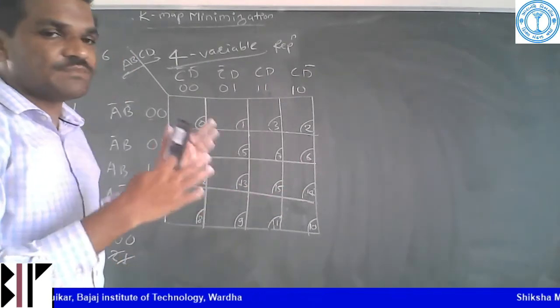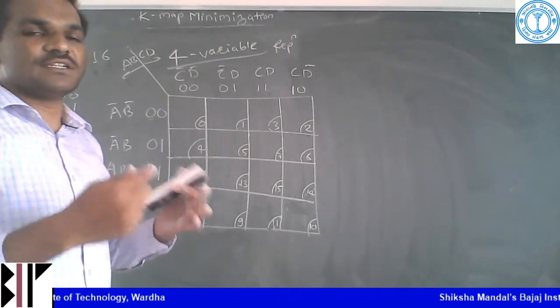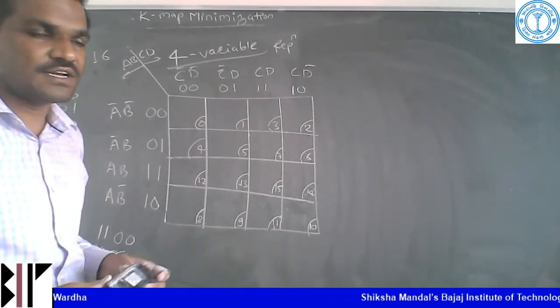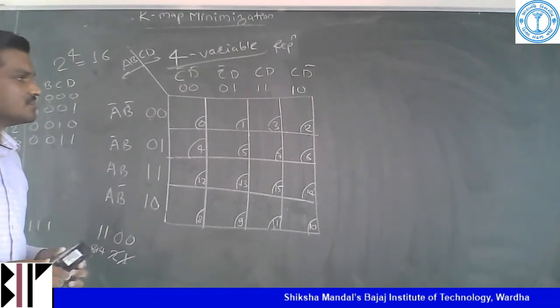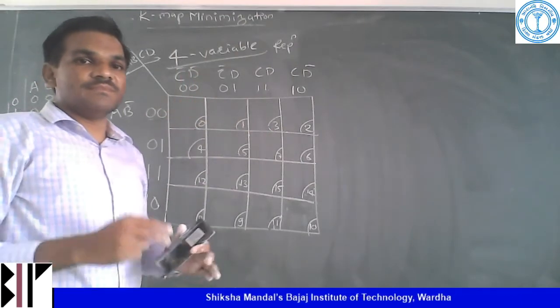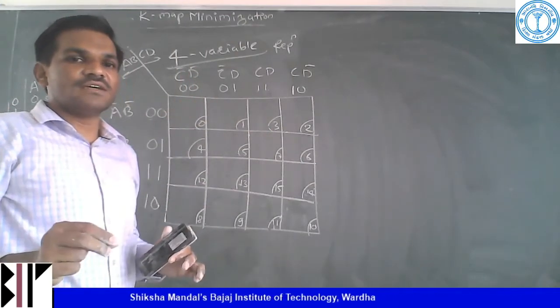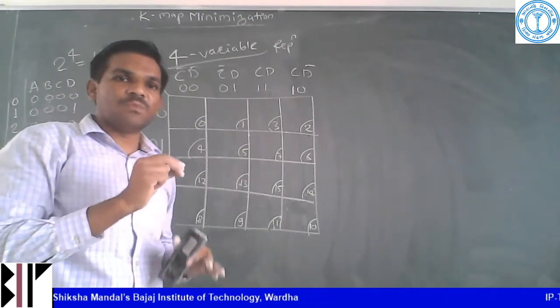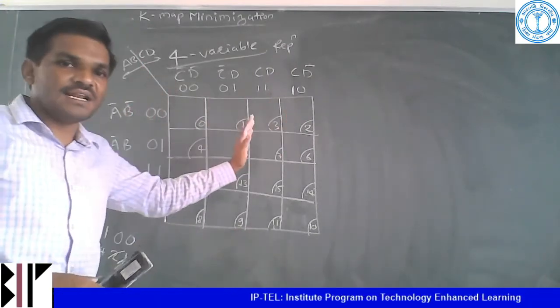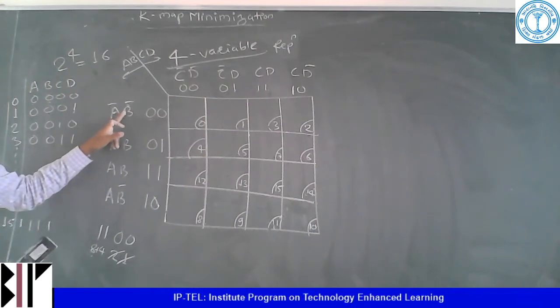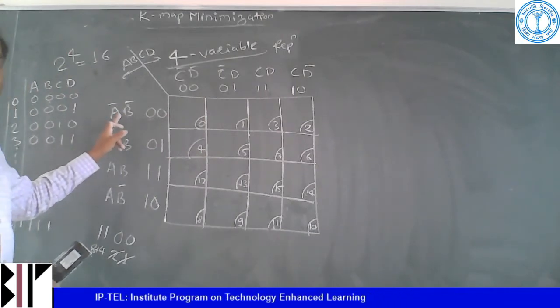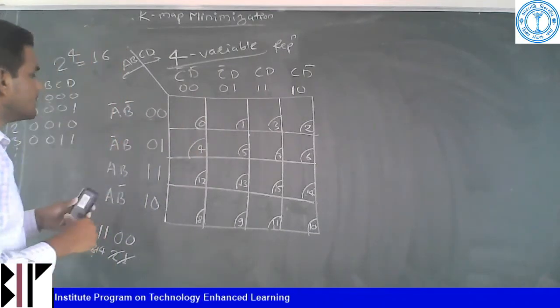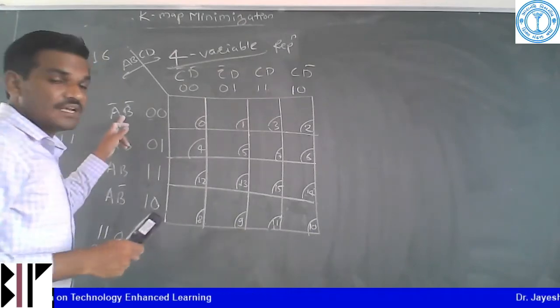Now if any Boolean expression or truth table has been given and you have to minimize it, you have to keep either 0 or 1. In terms of min terms, you have to keep 1 on the appropriate cell. Remember, in terms of min term, multiplication is there. In terms of max term, there will be an addition.